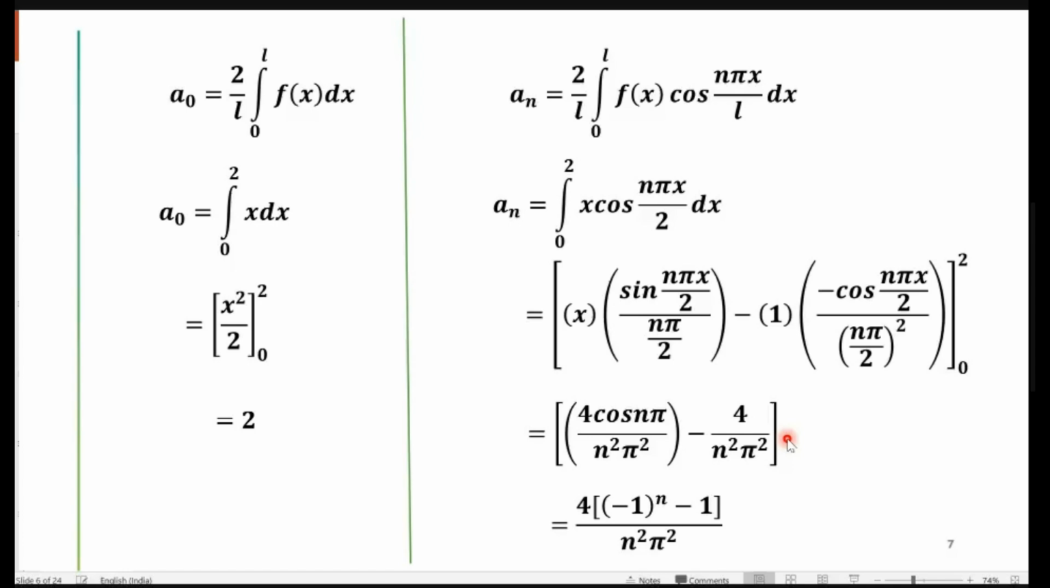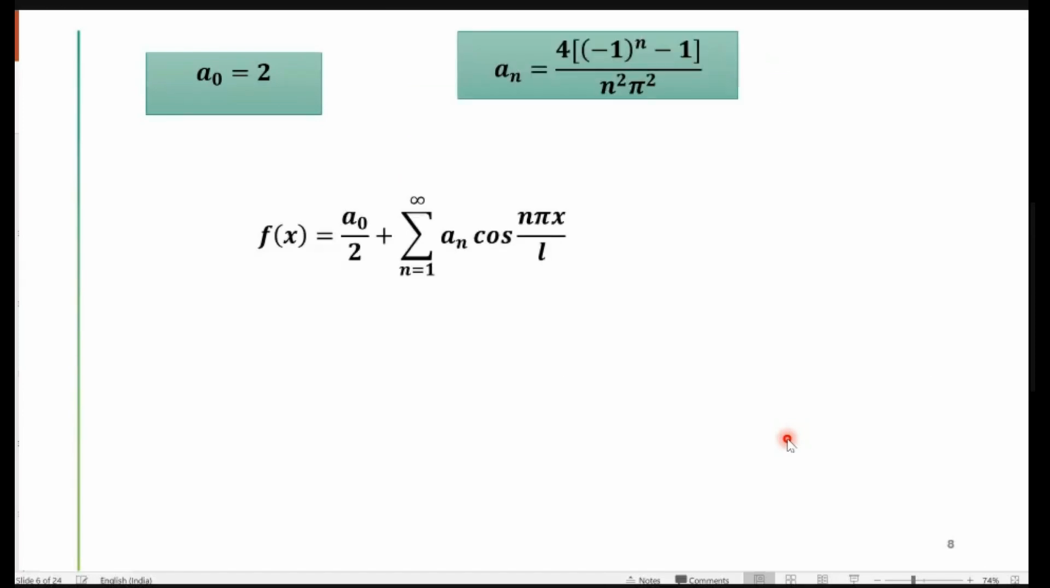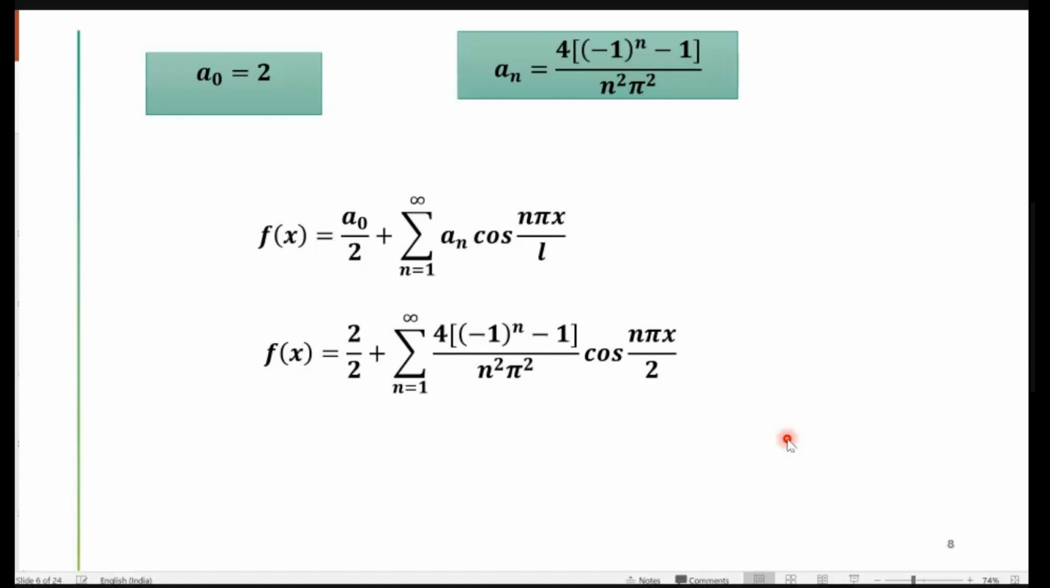Substituting everything in the f of x function, putting a0 as 2 and an as 4 into minus 1 raised to n minus 1 upon n square pi square. Substituting, L is also equal to 2. So f of x will become a0 by 2, which is 1. Then an is 4. Is this true for all the values of n?